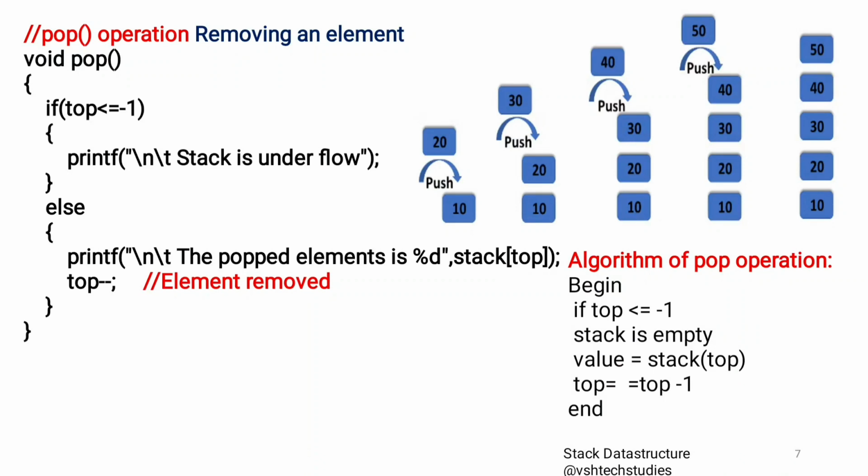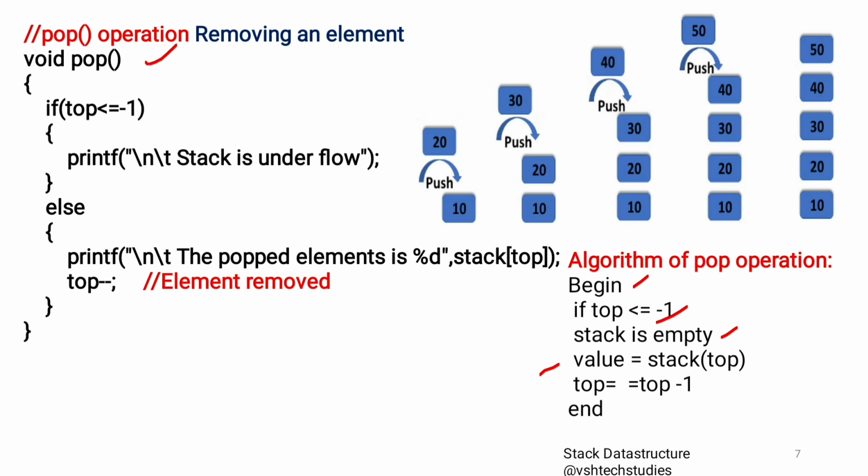So next, the pop operation, which is going to remove an element from the stack at the top indexed position in that memory location in the stack. This is the algorithm. If top is less than or equal to minus 1, the stack is empty, and that message must be printed. Otherwise, the value is taken from stack top and copied in the value variable.